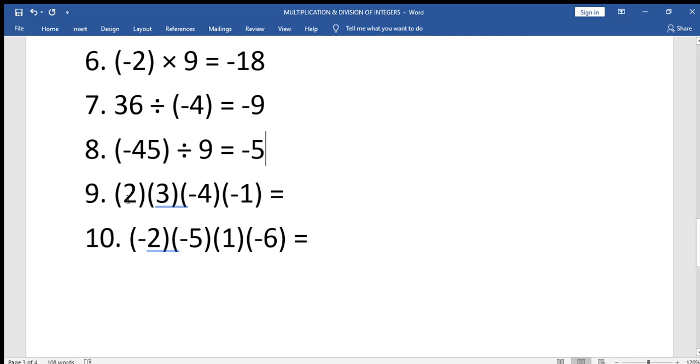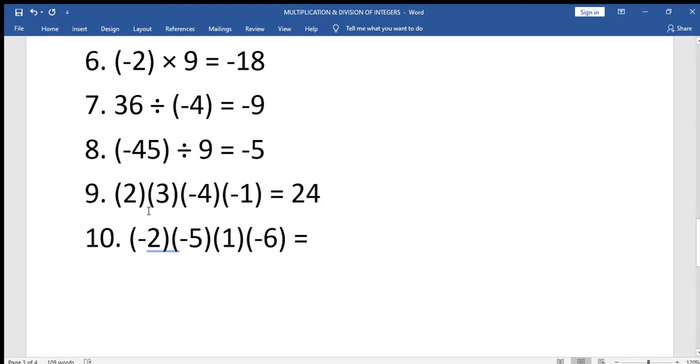So, isa-isahin natin. It will be answered one at a time. So, 2 times 3, that is equal to 6. Bear in mind, it is 6. 6 times negative 4 is equal to negative 24. So, we have now answered the product of the three integers. We have negative 24, and this negative 24 will be multiplied by negative 1. So, we have now two negative signs, right? So negative 24 times negative 1 is going to be positive 24.